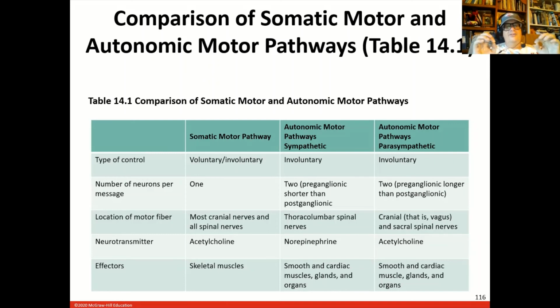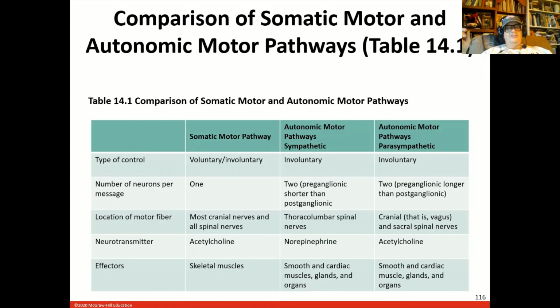Now, the neurotransmitter thing is a little different. In the somatic system, they're using acetylcholine. In the autonomic system, if it is parasympathetic, if it is rest and digest, you're still using acetylcholine. But if it is, oh no, things are going bad, I gotta fight, that's norepinephrine. Different neurotransmitter, adrenaline.